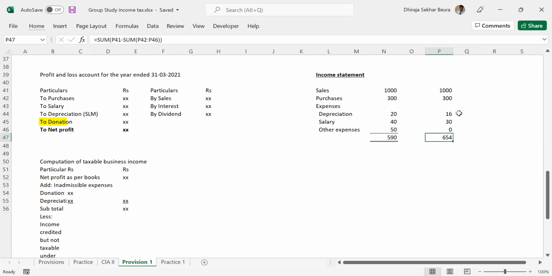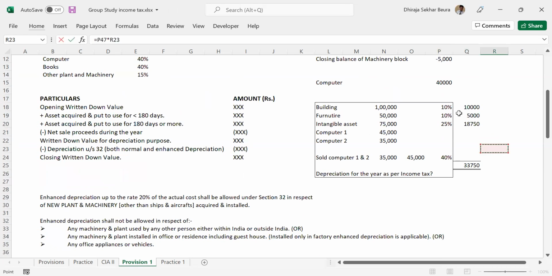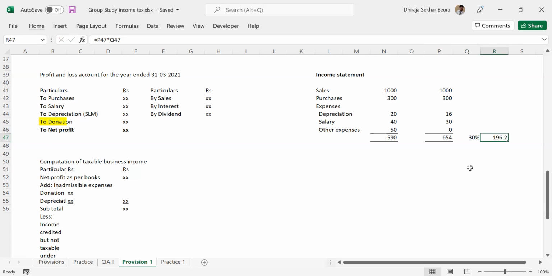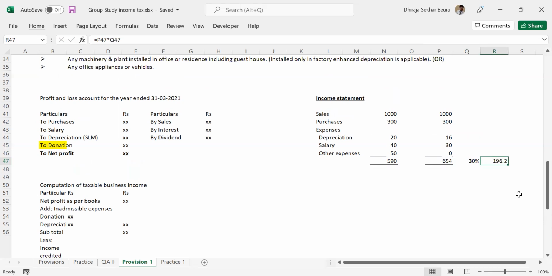Now on this 654, you will apply some percentage. Suppose for our case, for example, it is 30%. So the business has to pay 30% on this, which becomes 196 rupees 20 paise. Everybody is clear?